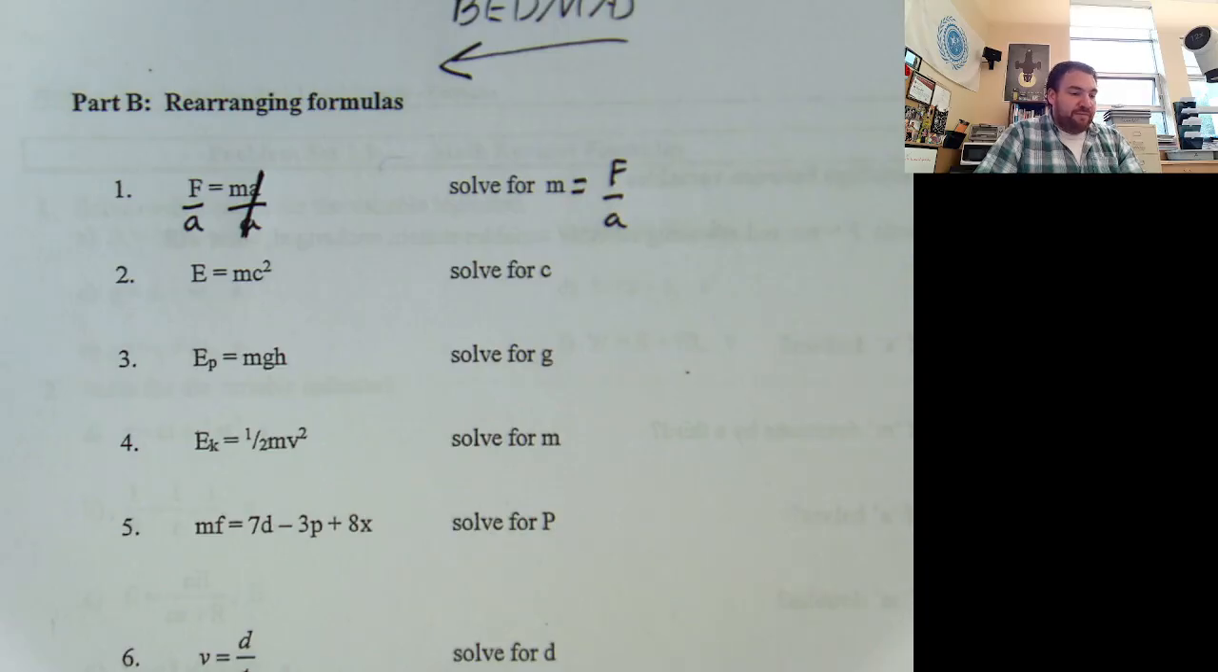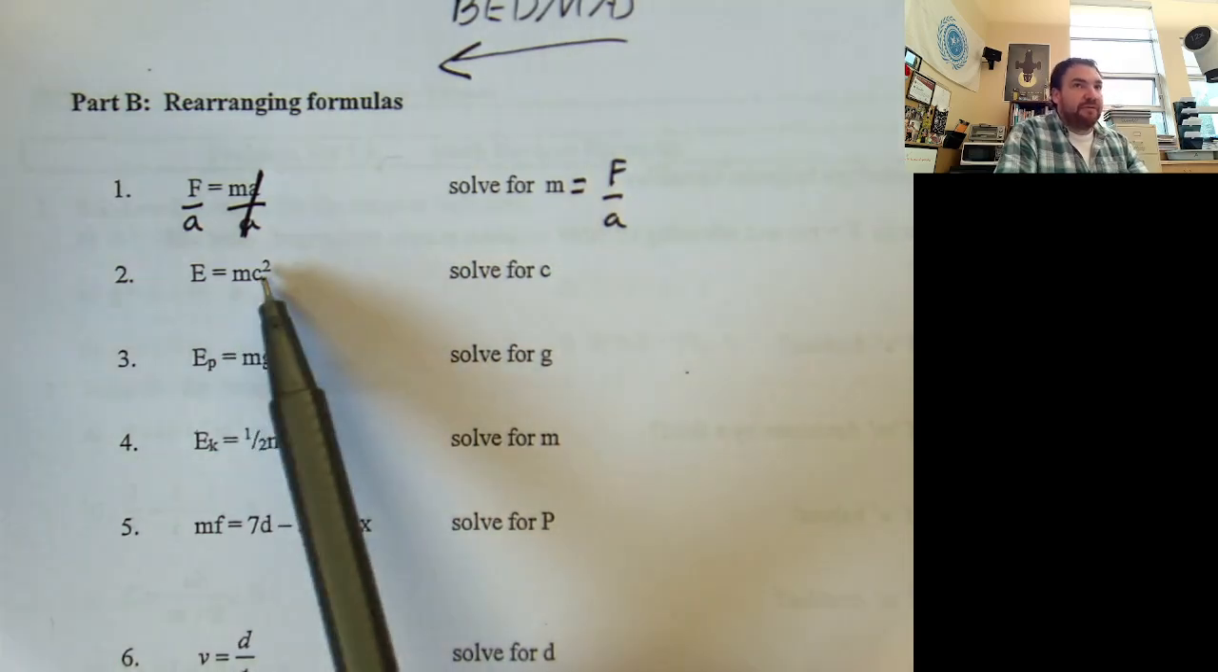Second one's similar. I got E equals MC squared. Famous equation. Very few people know what it means. Well, not very few. More people don't know what it means than do know what it means. But we're going to solve for C. Yes, Levin. Divided by M. Yeah, so I've got M times C squared.